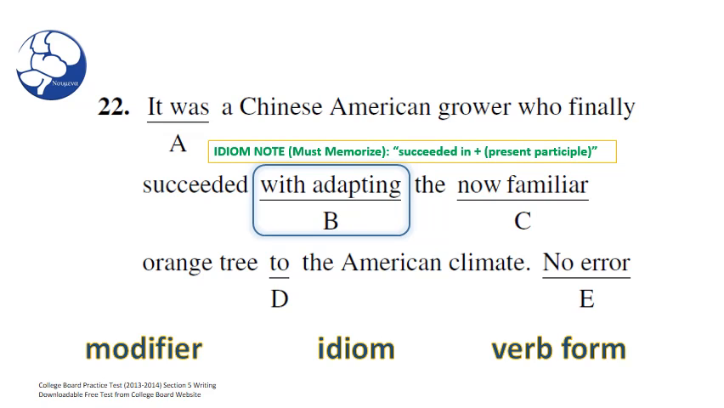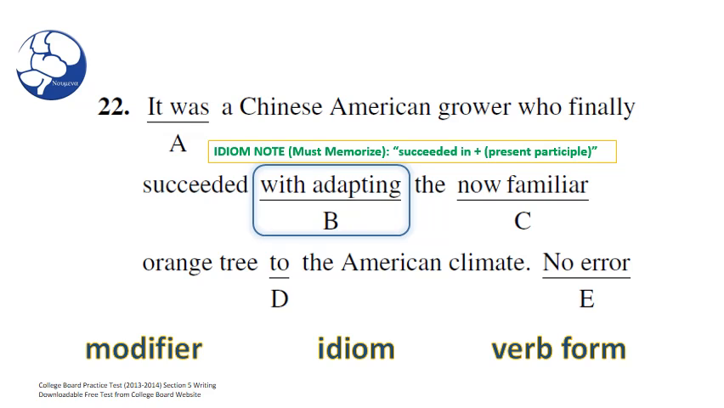We need a different idiom here to make this appropriate. And we're going to spoon feed it to you, just like we have done previously. Here you should memorize the idiom succeeded in plus present participle. So we need to change our preposition with to in if we want this to work. Succeeded in adapting. Well, you might ask, what does that mean? That means that this grower was successful in this endeavor, this activity, or in some field. In this case, adapting the now familiar orange tree to the American climate. He was successful in that. So that would be the proper idiom. So it looks like we do have an idiom error here.